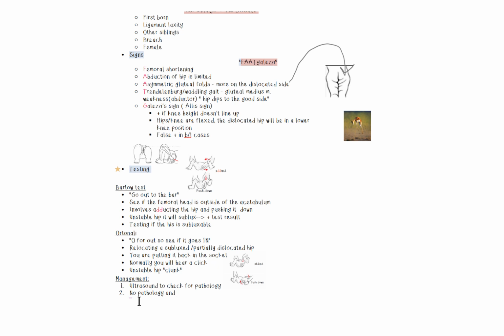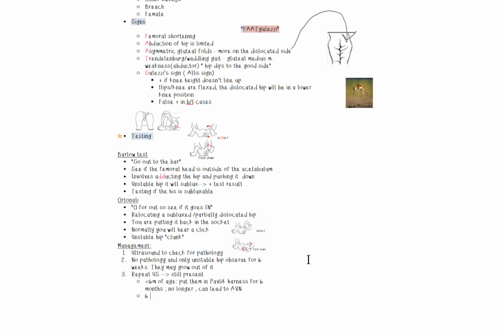So now that you know the different tests, you know the etiology, you know the different signs, how do we manage these patients? So the key for management is initially you should be doing an ultrasound, okay, just to rule out any other pathologies besides an unstable hip. If they're negative for anything else, they only have the unstable hip, just observe them for about 6 weeks and see if they grow out of it.